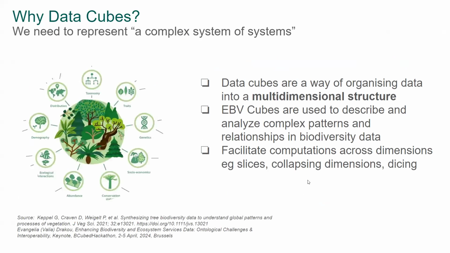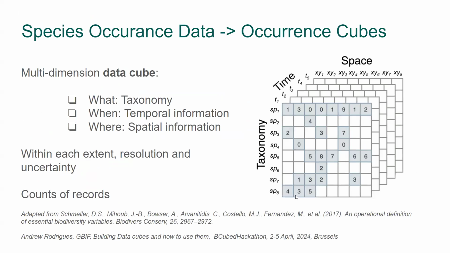We use data cubes to organize data in a multidimensional structure, because we think that cubes are very good at facilitating computation across different dimensions: slicing, collapsing the dimensions, and dicing to extract the information that we need by combining this data. A very specific use case for a data cube is occurrence cubes, where we want to analyze the taxonomy, the species, the when as temporal information, and the where as spatial information, organized in this cube. For each dimension, we have to define the extent, the resolution, and the uncertainty. And we include the counts of the records to identify where a specific species has been observed and when.